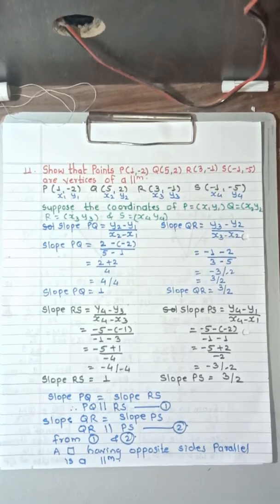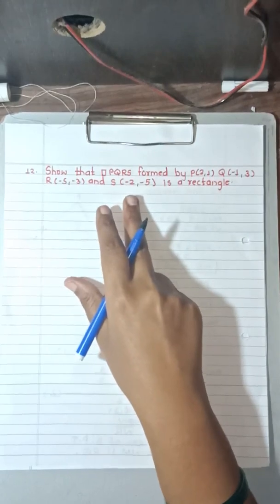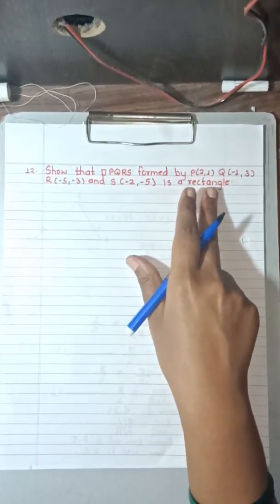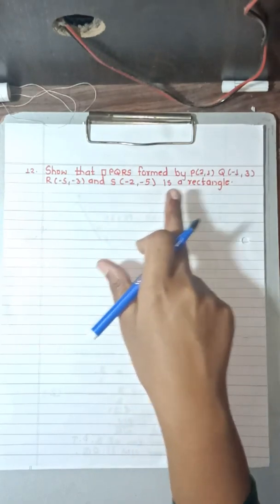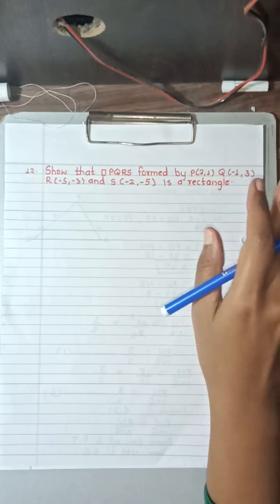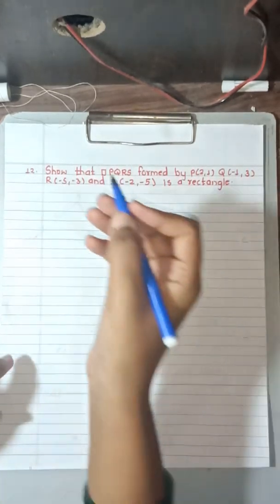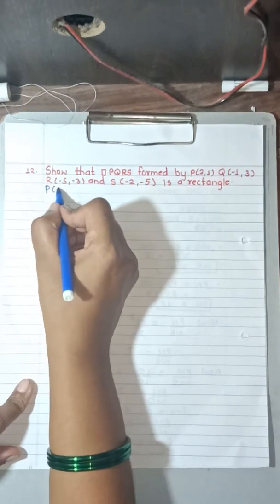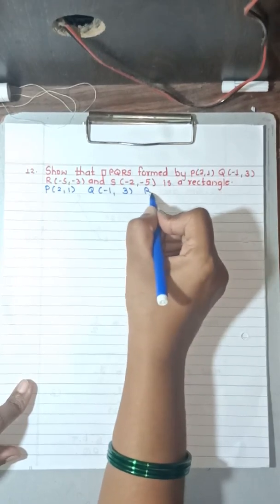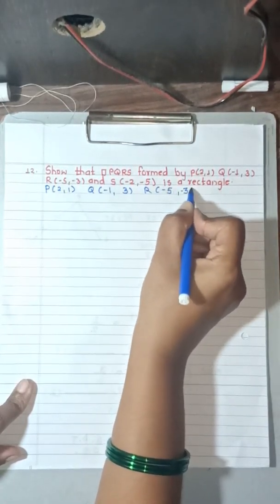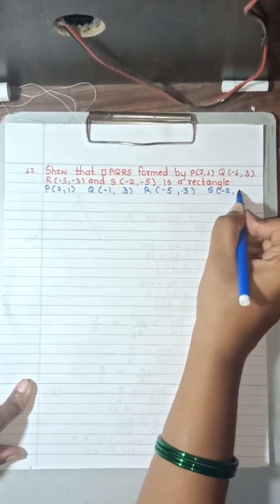Now let us move on towards question number 12. In question number 12, they have given, show that quadrilateral PQRS formed by P(2, 1), Q(-1, 3), R(-5, -3) and S(-2, -5) is a rectangle. You have to show that it's a rectangle. Now here first of all I'll write down the coordinates. P(2, 1), Q(-1, 3), R is (-5, -3), and S is (-2, -5).